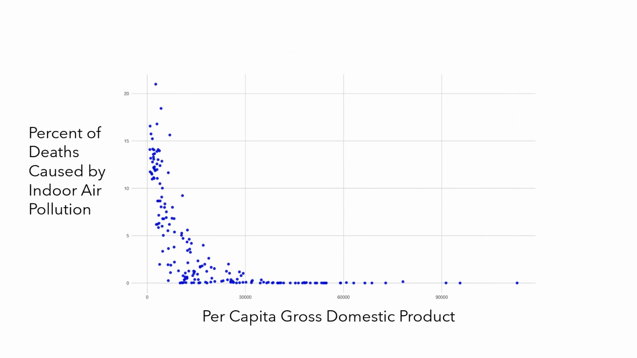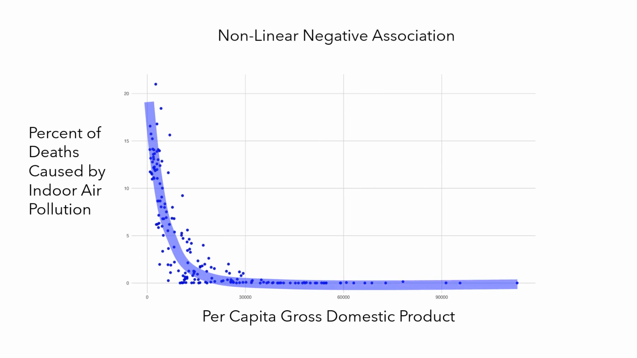Finally, let's look at the per capita gross domestic product. As we noticed before, this scatter plot appears to show a non-linear negative association between the two variables. So even though the association appears to be strong, the non-linearity means that the correlation wouldn't tell us anything meaningful about the relationship.